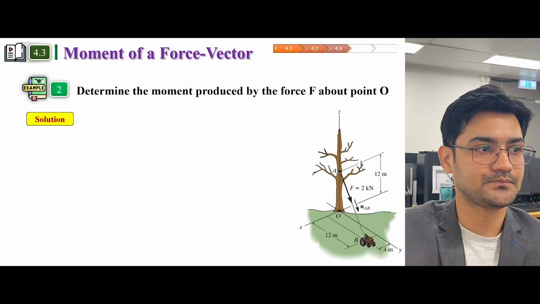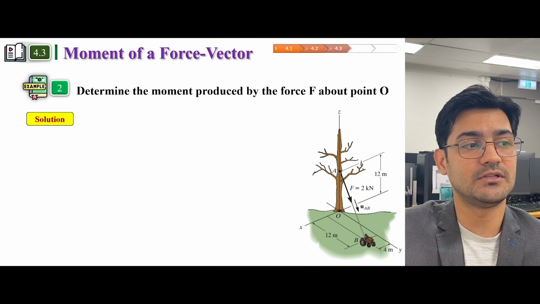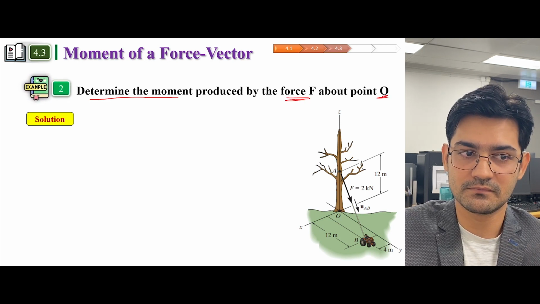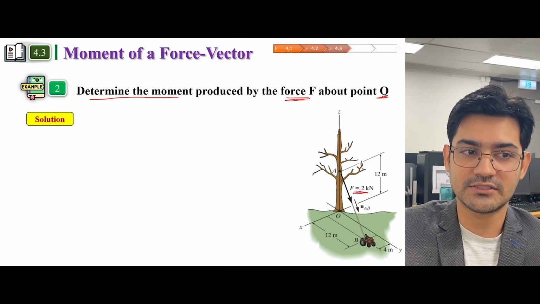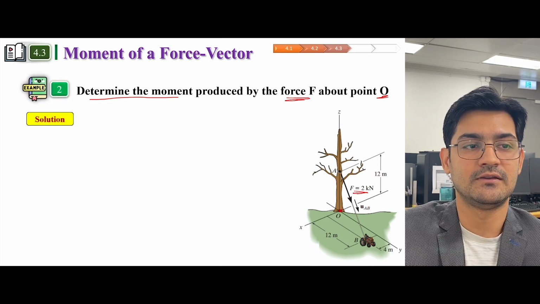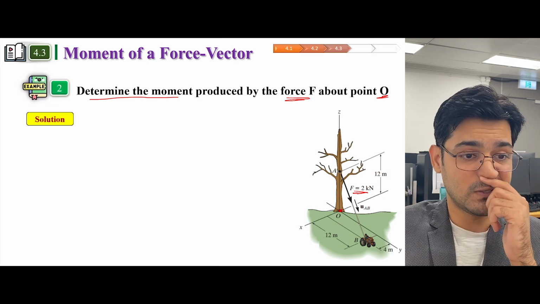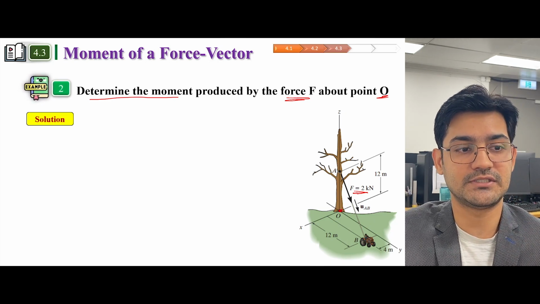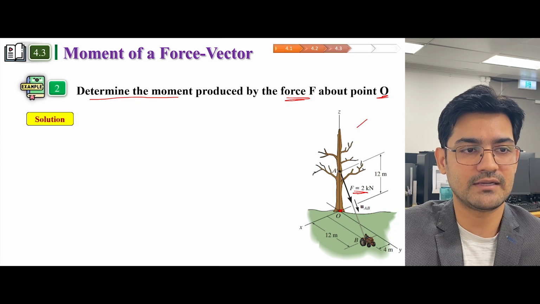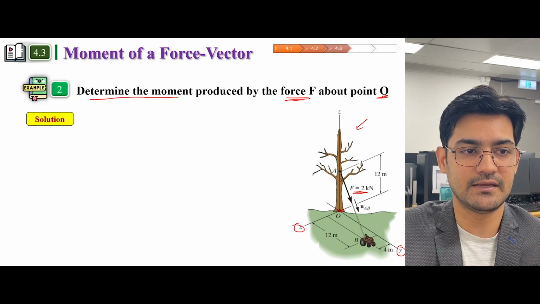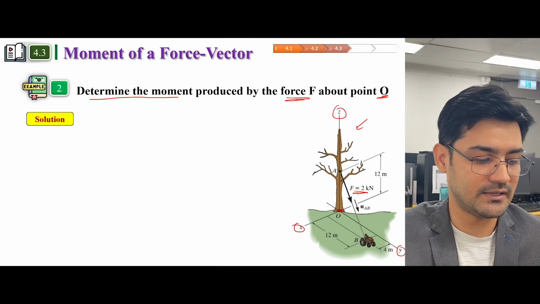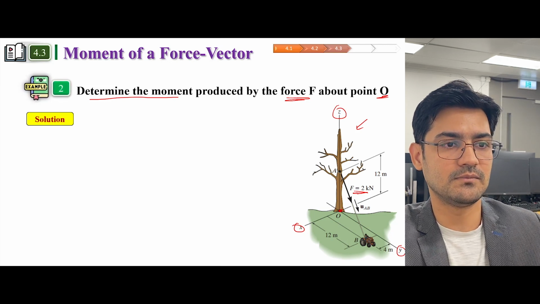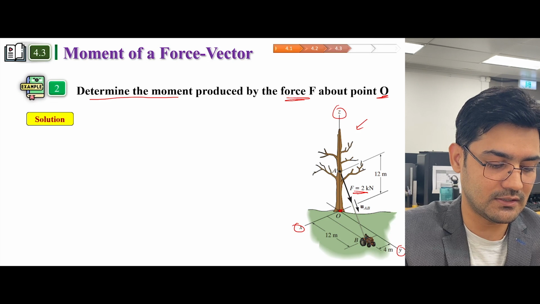So this is an example, and what we have to do is determine the moment produced by a force F at point O. So this is a force, and what we are interested in is to find the moment at point O. Now this is a little bit of a complicated problem, because this is a three-dimensional problem. So you have x-axis here, y-axis here, and then you have z-axis here. So what we can do is try to solve this by using a Cartesian vector system.